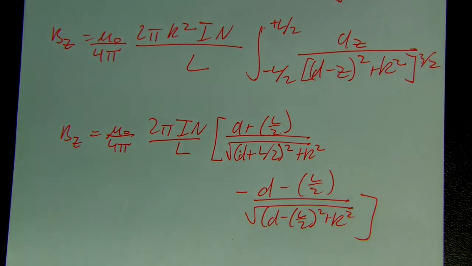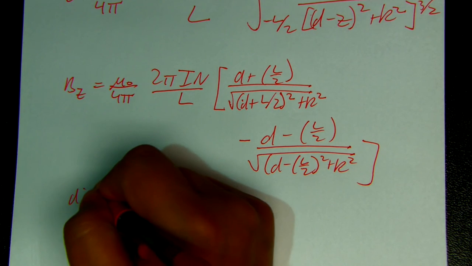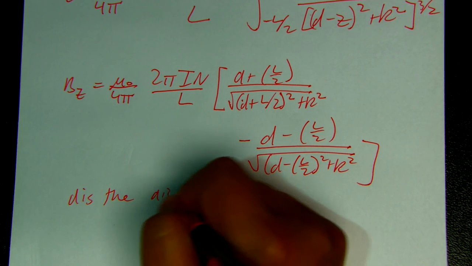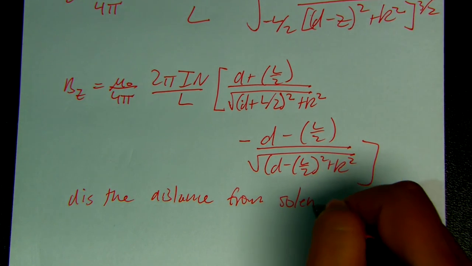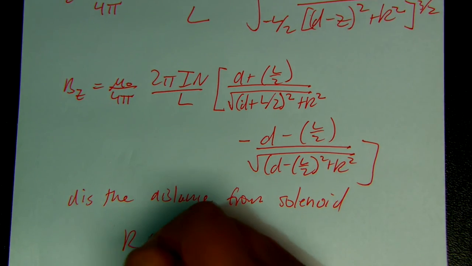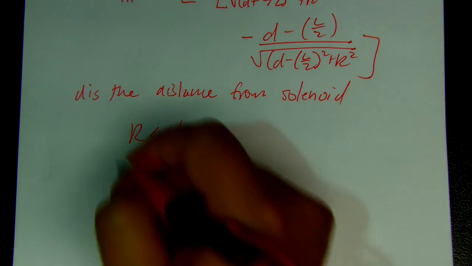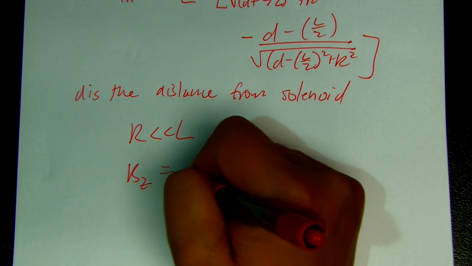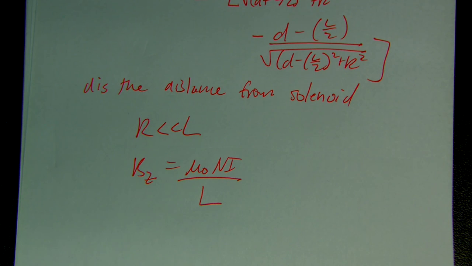And typically you're looking at a distance far away, where D is the distance from the solenoid. And in the most typical case where R is much, much smaller than L, Bz is equal to mu naught N I over L. And we'll also study this result again in chapter 21, where we will look at a different derivation of this.